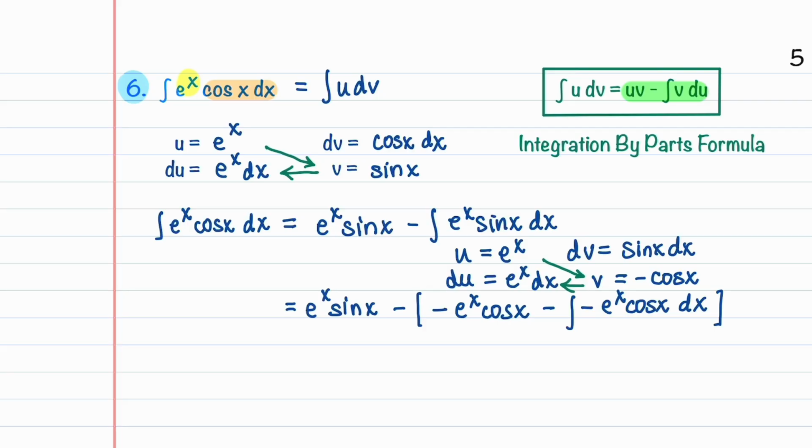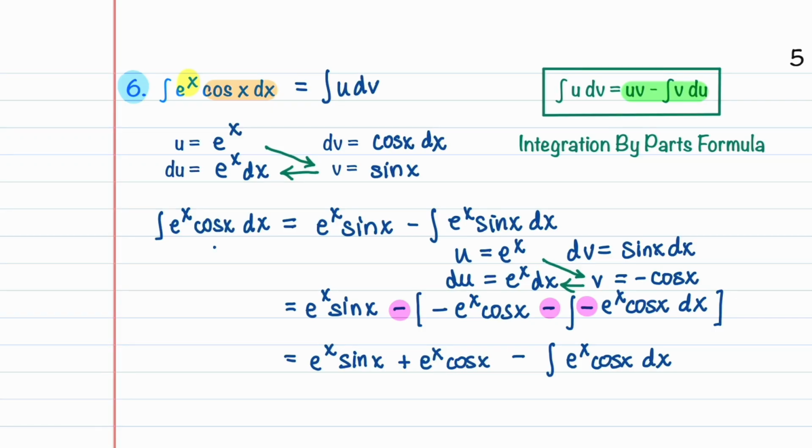We'll wait till the very end to add our plus c. Now let's work with these negatives. We'll multiply that through. We have e to the x sine x plus e to the x cosine x. These two negatives become a positive, and then we have another negative hanging out in front. So this becomes minus the integral e to the x cosine x dx. That's a really common mistake right there, to not keep track of those negatives properly.